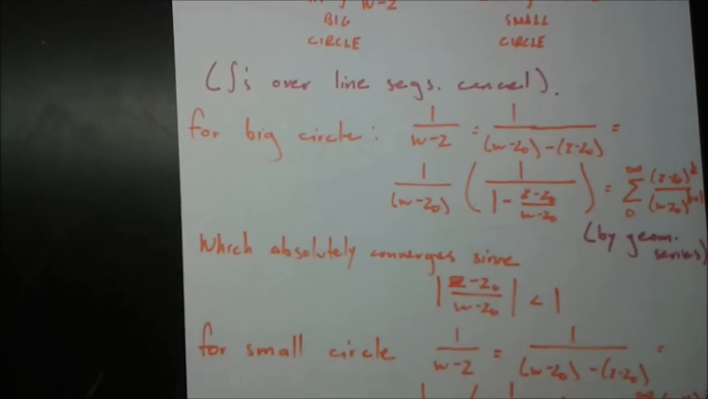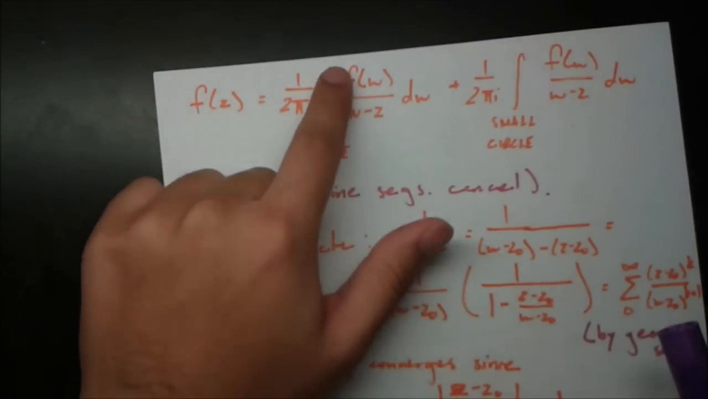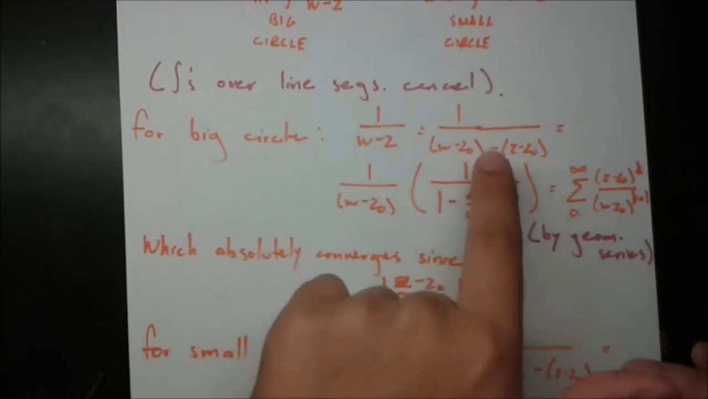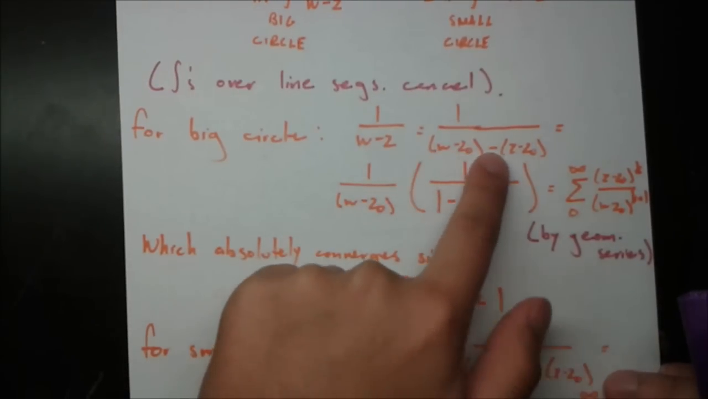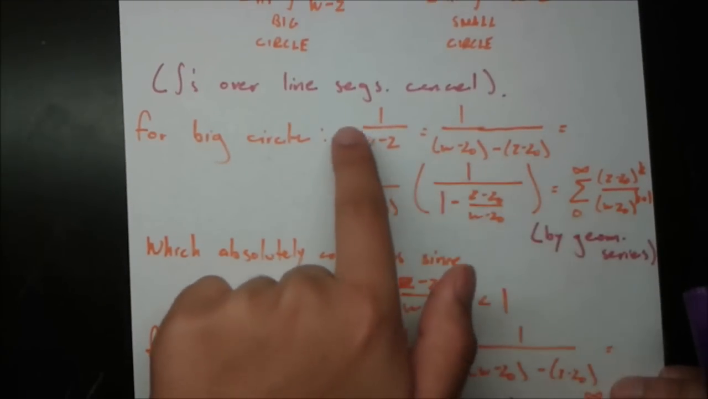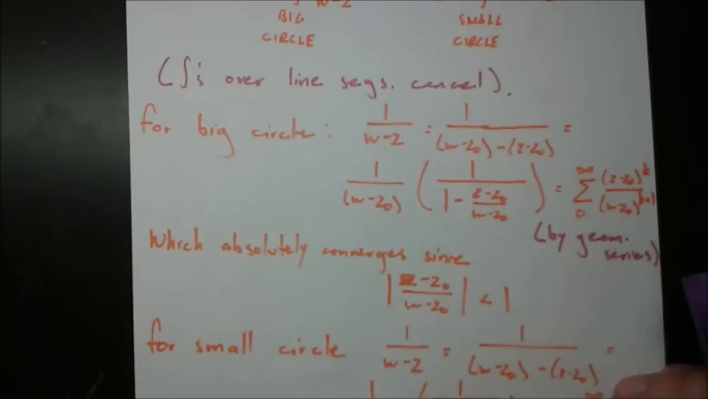Okay, so now we're going to do some kind of fancy algebraic manipulation. For the big circle, we notice we have this term right here, 1 over w minus z. We're going to rewrite this. 1 over w minus z equals 1 over w minus z naught minus quantity z minus z naught. So convince yourself that when you work out the denominator, it's still w minus z, because you have this negative z naught plus z naught. So I haven't changed anything.